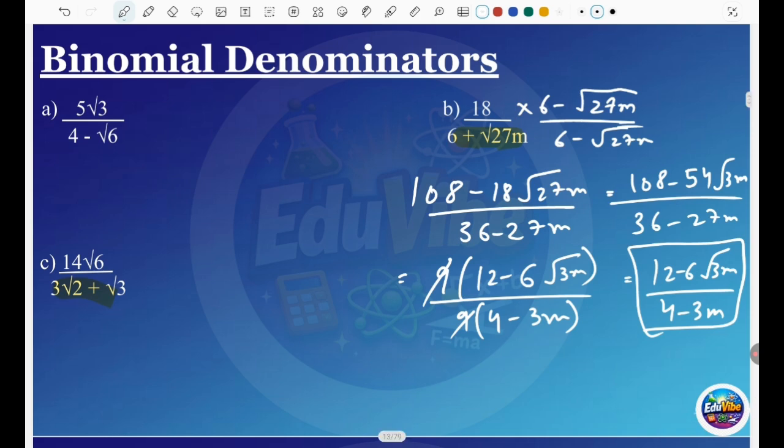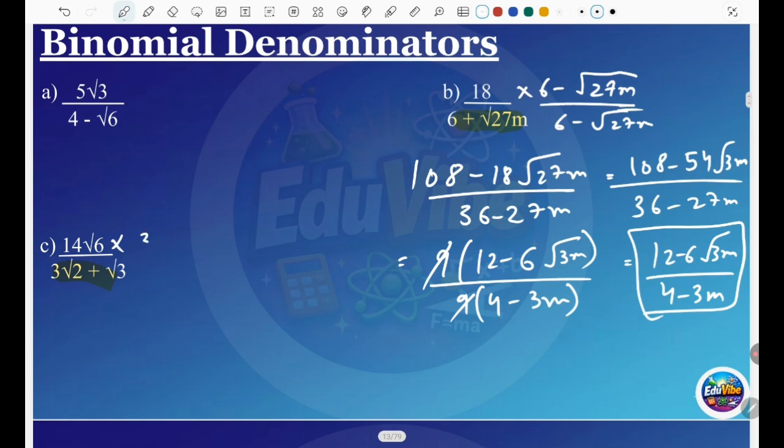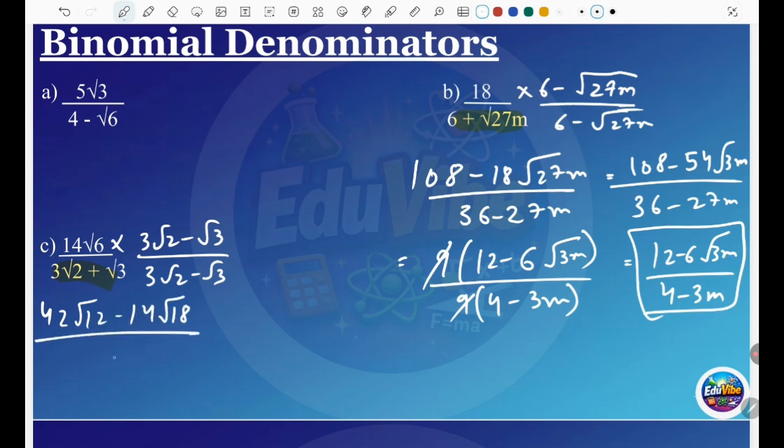Let's do this too. Again, with the minus, like this. So this is 14 times 3, I will do 42. 6 times 2 is 12 minus 14 root 18, multiplied by, so it's 9 into 2, then you have a minus 3. You can solve this more. So 42 times 2, and we are left with only 3 inside, minus 14.